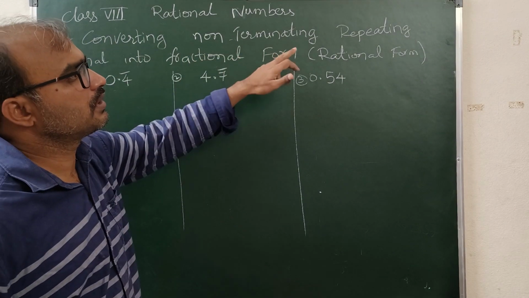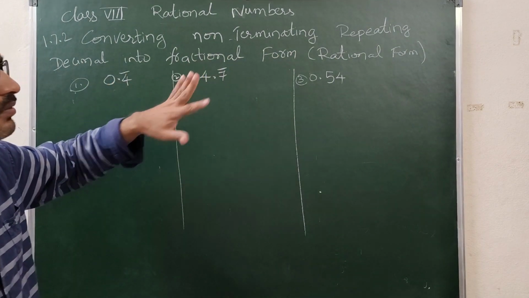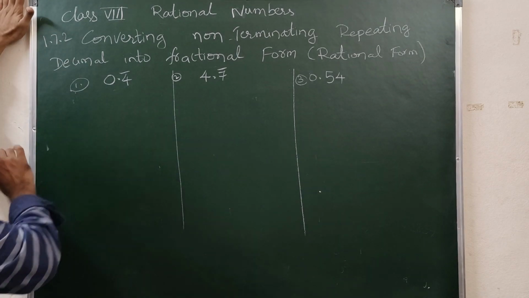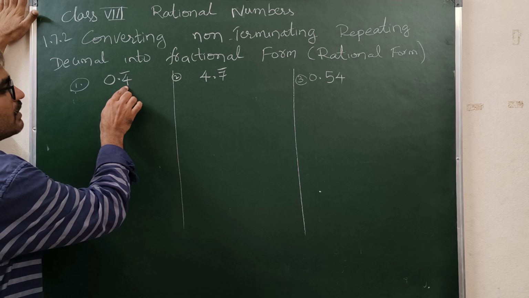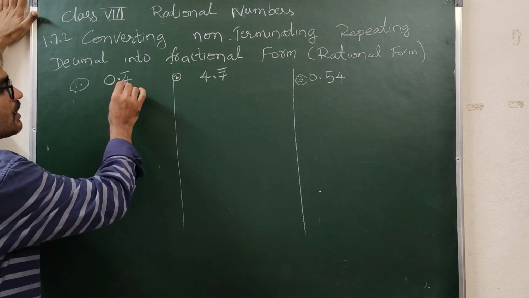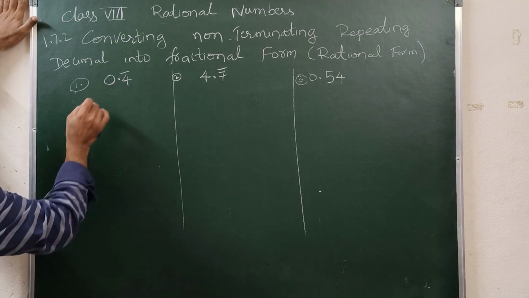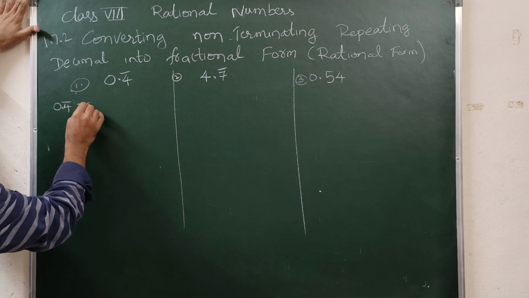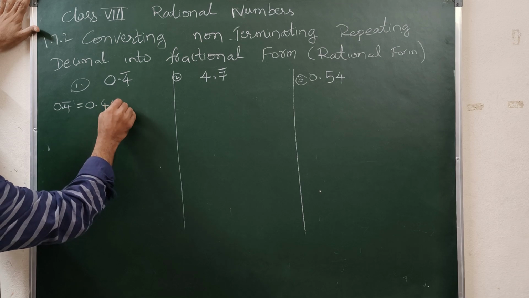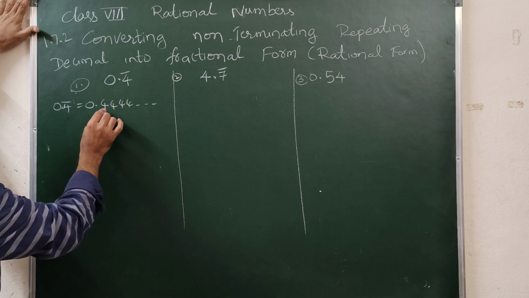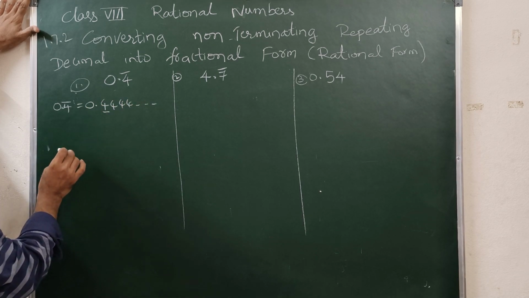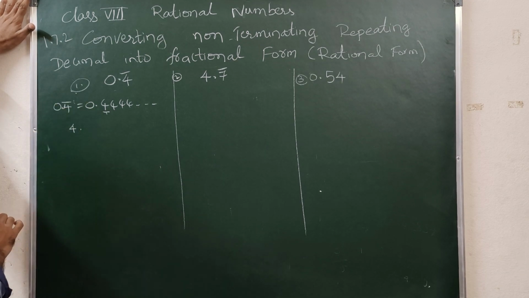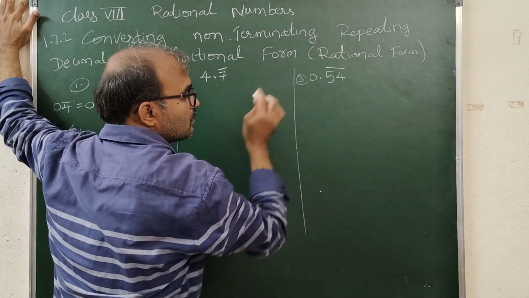Converting a non-terminating repeating decimal into fractional or rational form. What we have to do here is look at the repeating part after the decimal. What is the repeating part here? 0.4 bar means 0.4444..., so 4 is the repeating part. And then we look at the number of digits in the repeating part.